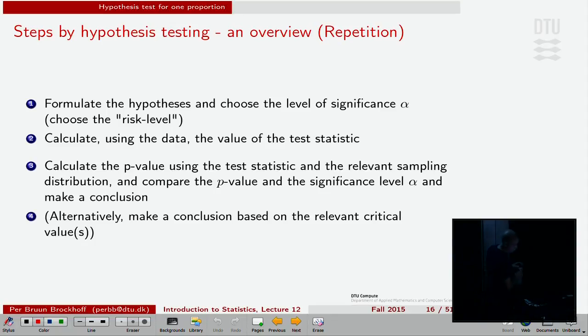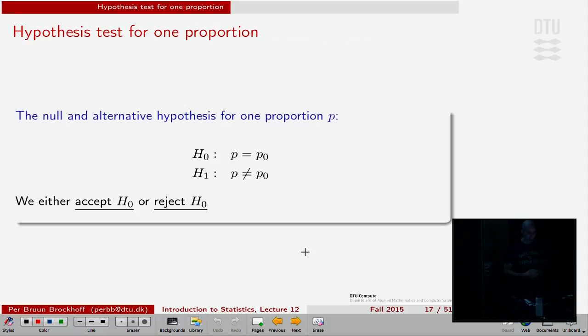This one is a recap. We've seen this several times. What do we do when we do hypothesis testing? We need the hypothesis, we look at the data, we find the p-value, or we base the conclusion on a critical value, either or. That's what we do. Same thing we've done a number of times. Here is how the hypothesis could be stated in this case.